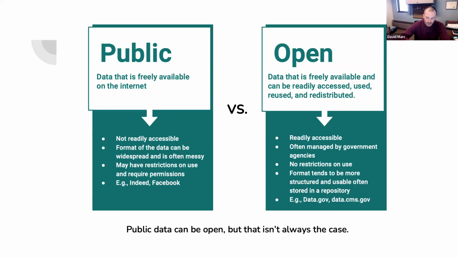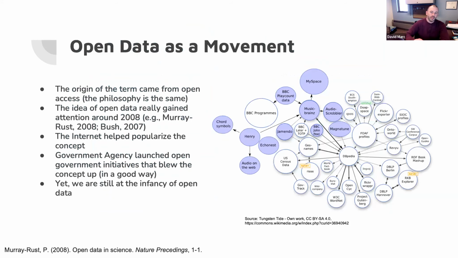There may be some restrictions. The open data movement, really, you've all heard of open source probably, and the term open really originates from the term open access. So the word open from open access has been used in other contexts now, open data, open source. And the idea around open data really gained attention in 2008.